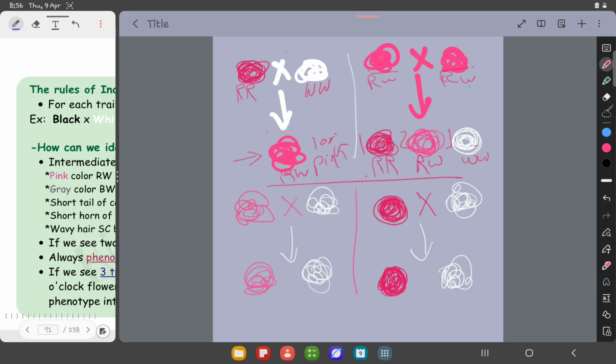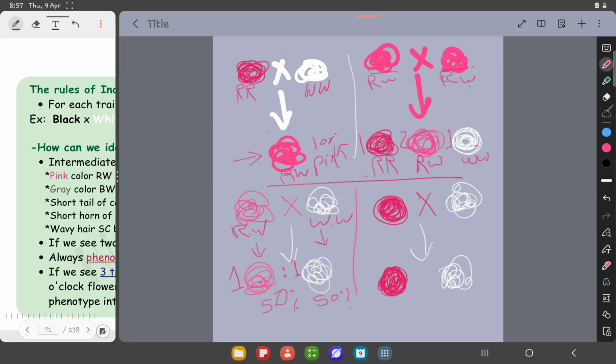What about if you cross white WW with pink, which is RW hetero? Whenever you cross homo with hetero, we said half of the offspring will be hetero like this parent and half of them will be like this parent. So we'll get a 50-50 ratio, 50% white and 50% pink. So we can say 1-to-1 ratio.